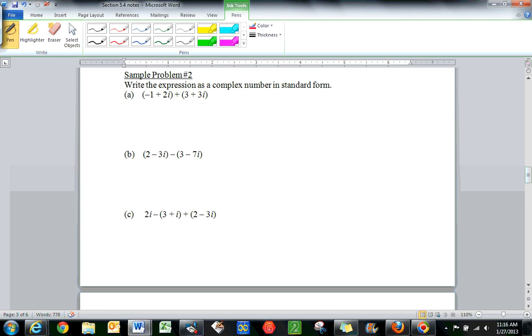What I'd like you to do now is just pause the video and work sample problems A, B, and C using combining like terms, but now we're using complex numbers and the imaginary unit instead of x's and y's. And keep in mind, it wants the final answer in standard form, which means that you need to write your final answer with the real part first and the imaginary part second after you finish combining all your like terms. So go ahead and work these now.